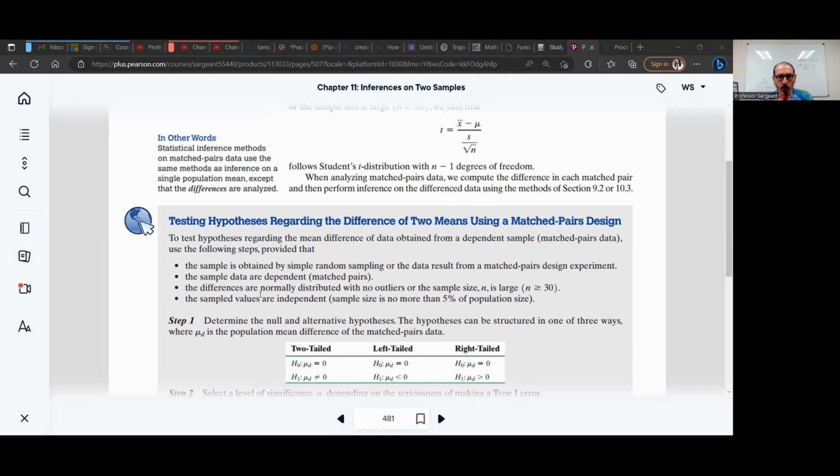However, the pairs that you get, those are independently obtained from the population. So you would want a sample size that is no more than 5% of the population size. Furthermore, we're getting information from simple random sampling or matched pairs design experiments, and either the differences are normally distributed with no outliers, or the sample size is greater than or equal to 30, so that the central limit theorem would start to kick in.